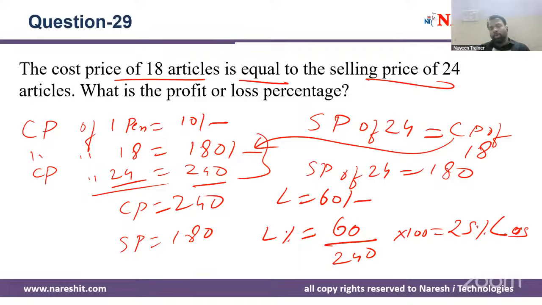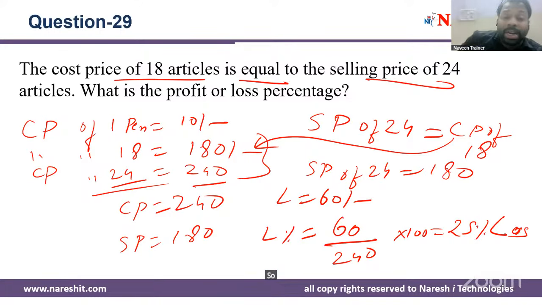I'll repeat one more time. Don't worry. CP of 1 pen is 10 rupees. Okay. He brought 18 pens. So 18 pens he will bring for 180. For 24 pens, he will bring for 240. Okay. Now how many pens is selling? 24 pens. At what price? At the price of cost of 18 pens.